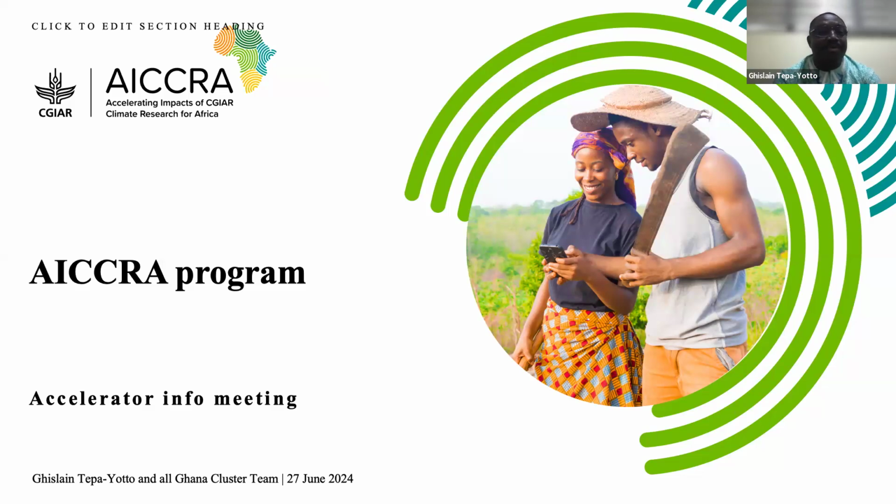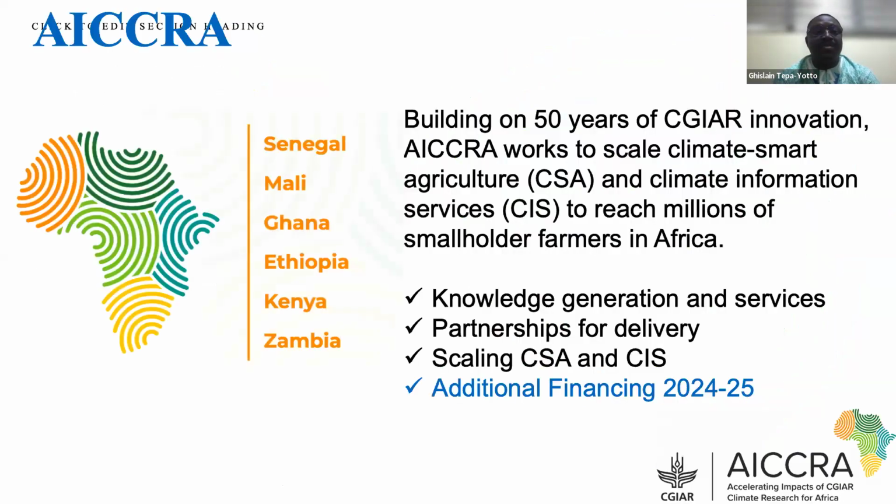Some of you, I believe, know already the AICCRA project, but for those who don't know, this is a commitment of the World Bank to support the CGIAR work and ensure that whatever research and innovation that is generated by the CGIAR reaches farmers on the ground in 6 countries. Those countries are Senegal, Mali, Ghana, Ethiopia, Kenya, and Zambia. So it's happening actually at continental level.